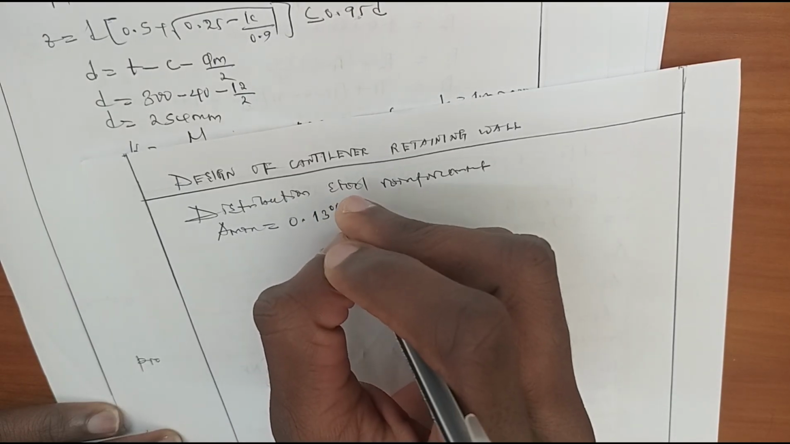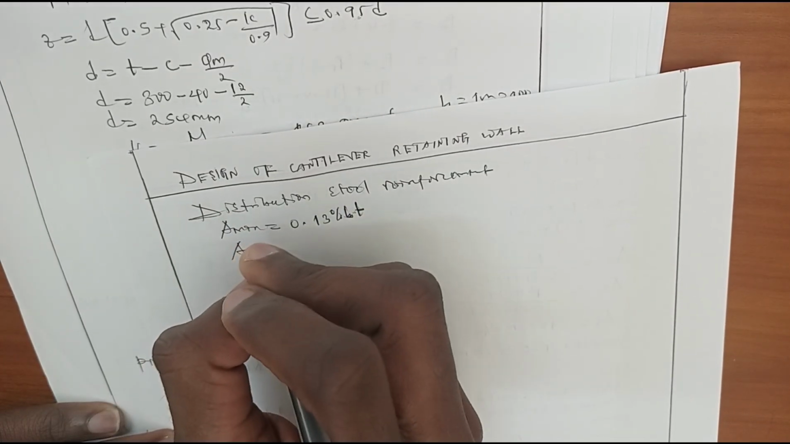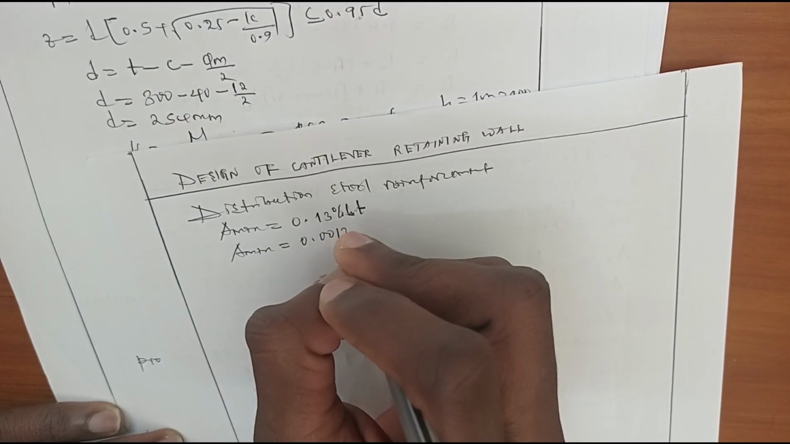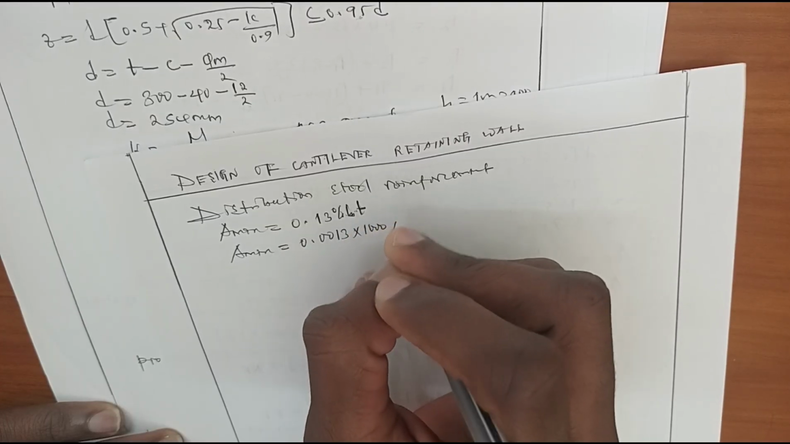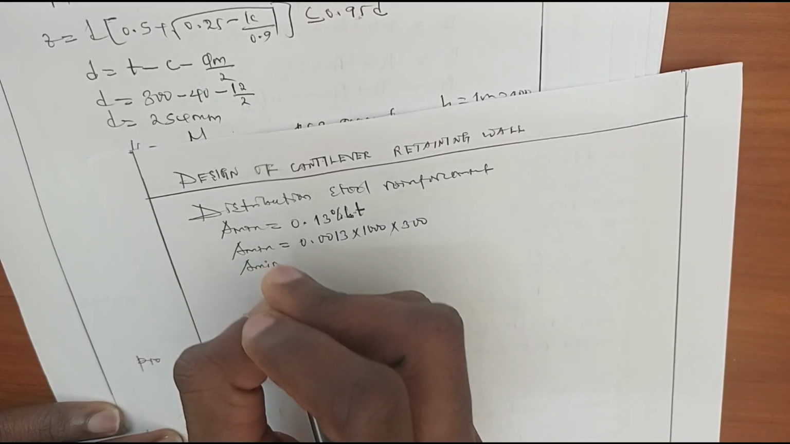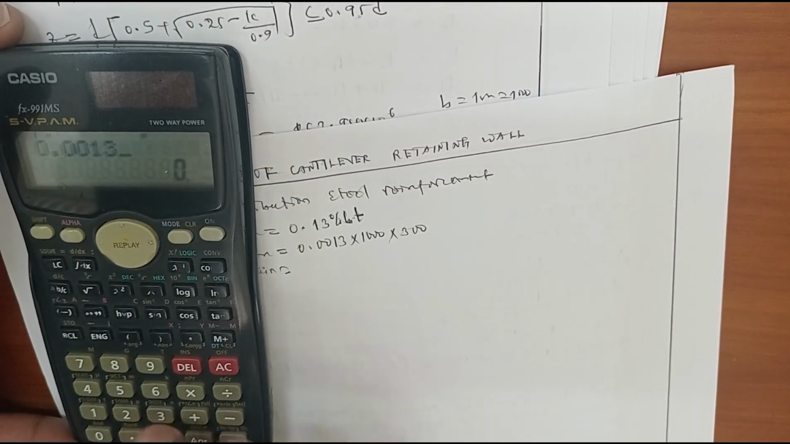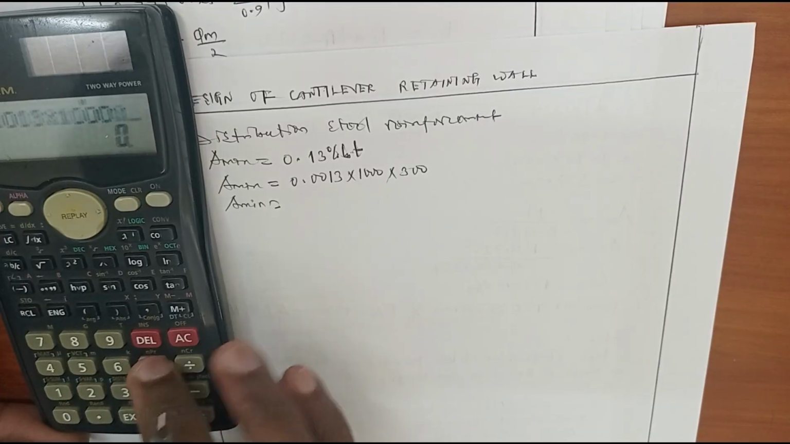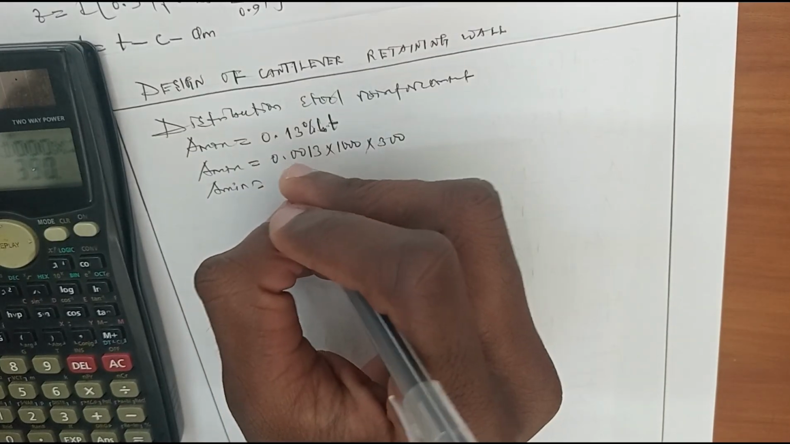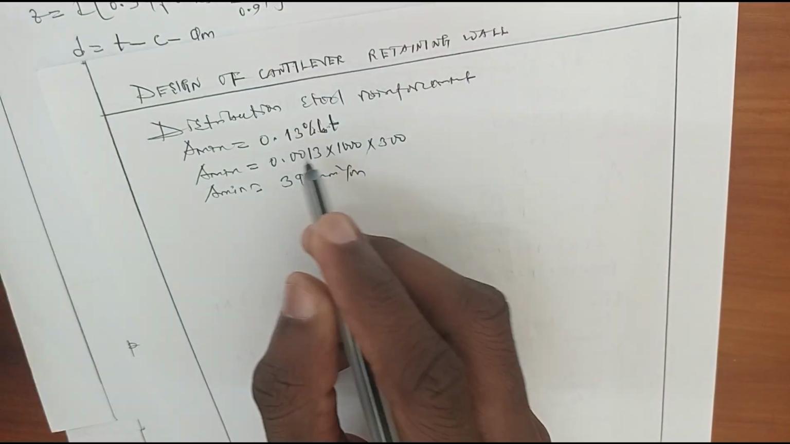0.13% times width times thickness of the slab. Now, the minimum area will be equal to 0.0013 times width, which is 1000, times the thickness of the slab, which was 300. So the minimum area will be equal to 0.0013 times 1000 times 300. It will be equal to 390 millimeters square per meter. This is the distribution steel reinforcement.